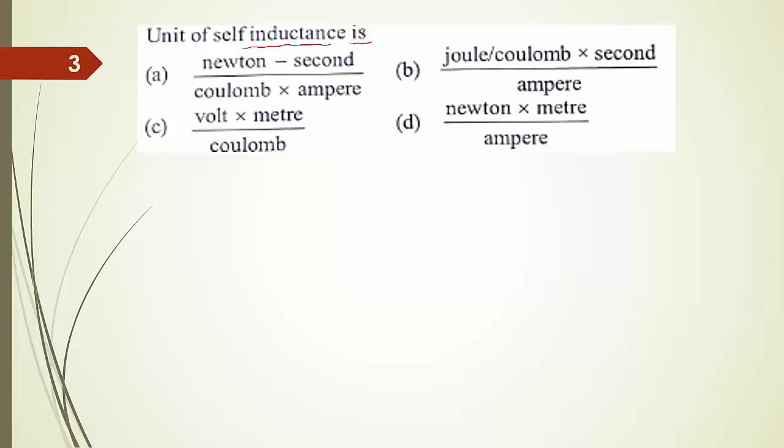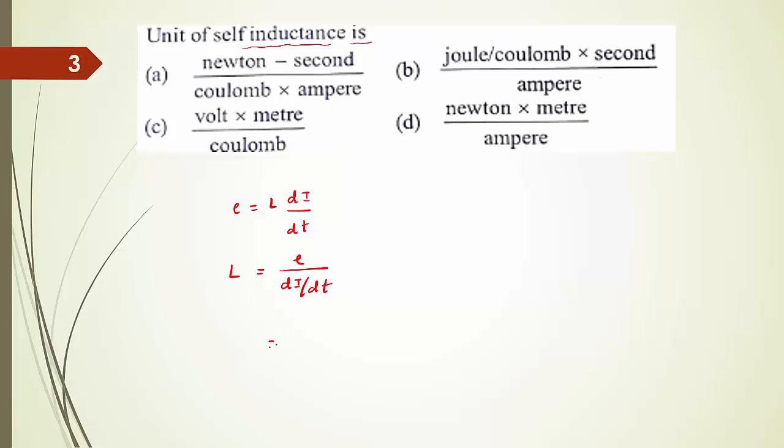Self-inductance you are going to study in the chapter electromagnetic induction. See here, the equation is given by E equal to L di over dt, or we can write L equal to E divided by di over dt. Here L indicates the self-inductance or coefficient of self-induction, and the equation is L equal to E divided by di by dt.